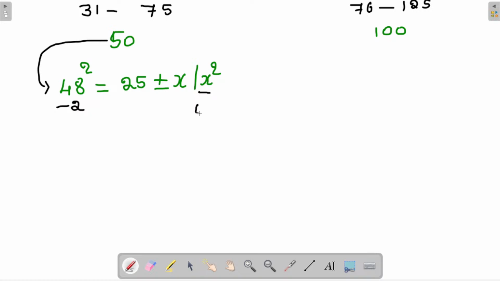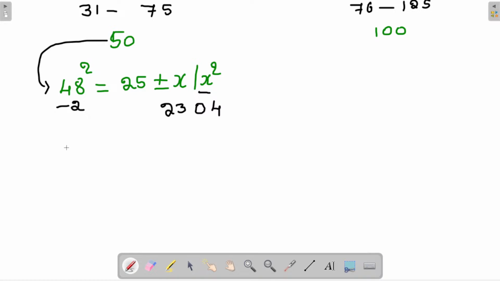4, but always write it in 2 digits: 04. If you get 6, 06. If you get 9, 09. If you get 121, write 21 and 1 carry. Two digits we have to write. Clear everyone? Now 25 minus 2. What is 25 minus 2? 23. Then how to write the answer?